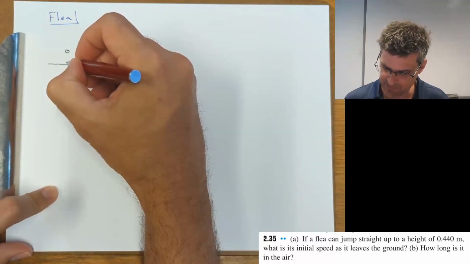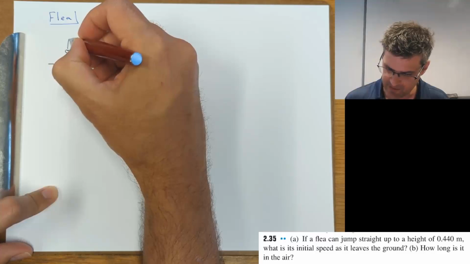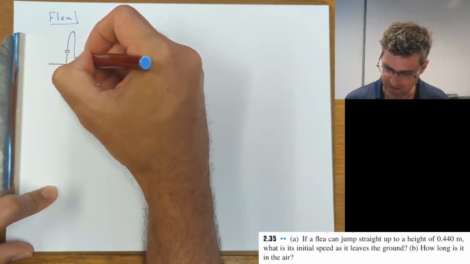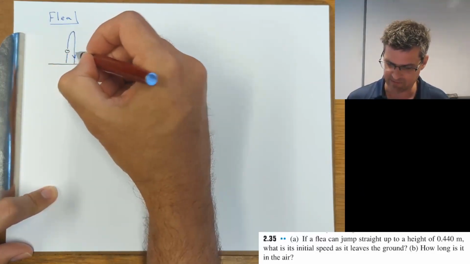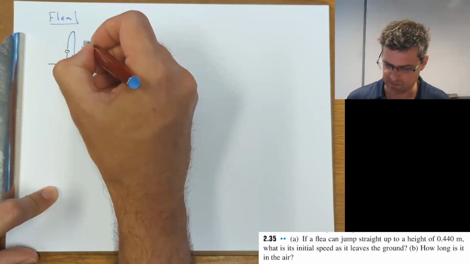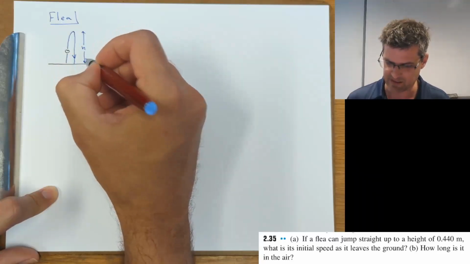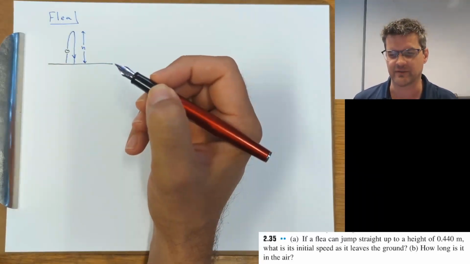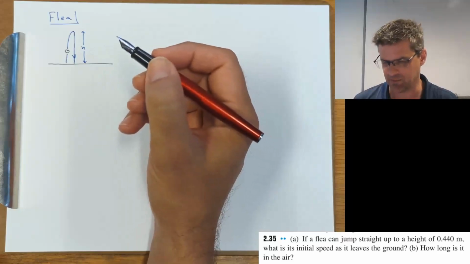And it goes up to some height, and then it falls and comes down. So what's some of the math? Here is the height that it can go to. What else do we know in the problem?